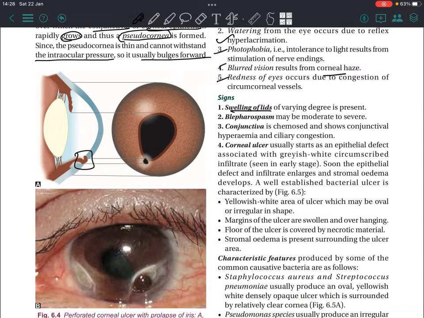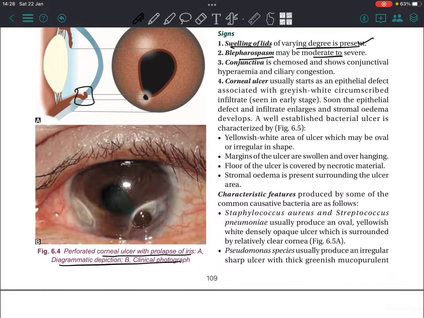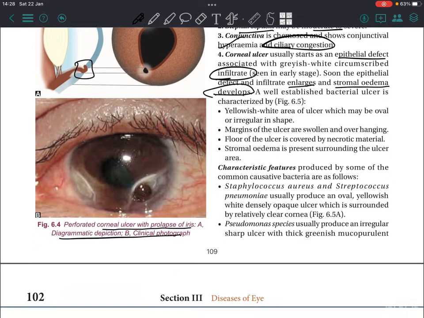Signs: swelling of lids of varying degree is present. Blepharospasm may be moderate to severe. Conjunctiva shows chemosis, congestive hyperemia and ciliary congestion. Corneal ulcer usually starts as an epithelial defect associated with a grayish white circumscribed infiltrate. Soon the epithelial defect and infiltrate enlarge and stromal edema develops. A well-established bacterial ulcer is characterized by a yellowish white area of ulcer which may be oval or irregular in shape. Margins of the ulcer are swollen and overhanging. The floor of the ulcer is covered by necrotic membrane. Stromal edema is present surrounding the ulcer area.